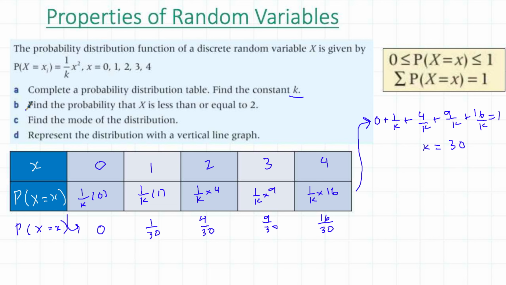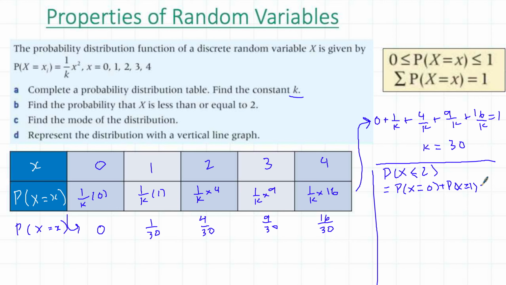Now, if I want part B, which is find the probability that X is less than or equal to 2, so I'm looking for the probability of X less than or equal to 2. So that would be the probability of X being equal to 0, X being equal to 1, and X being equal to 2. I'm very careful about the inequality here. Okay, so I'm including 2. So that would be the probability of taking 0, 1 over 30, 4 over 30, which is just 5 over 30. And again, you can keep it as this or simplify it to 1 over 6 if you want to.